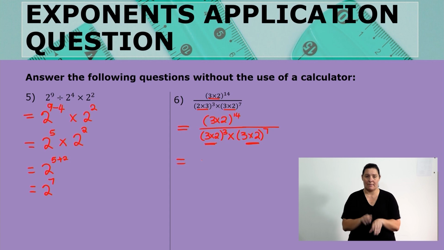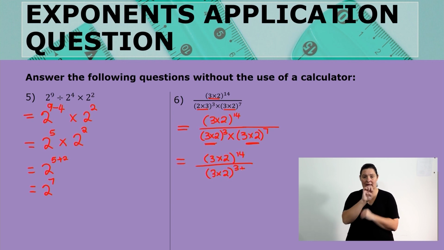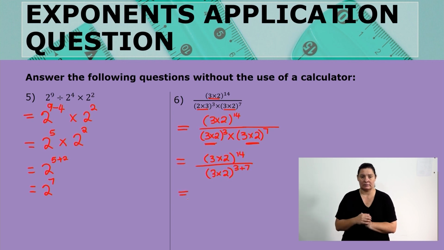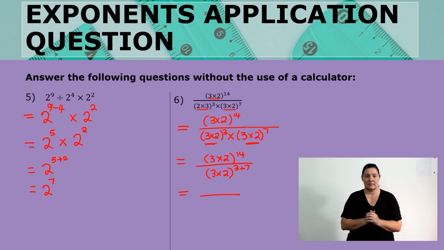So because we have the same base, what do our exponent laws say? Our exponent law says that we are going to add the exponents. So we are going to keep the base. So our base is 3 times 2. And then we are going to add the exponents. And then that is going to give us an exponent of 10.